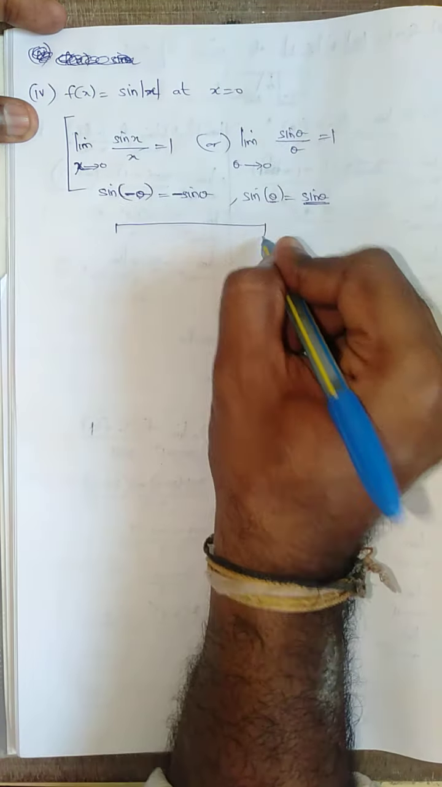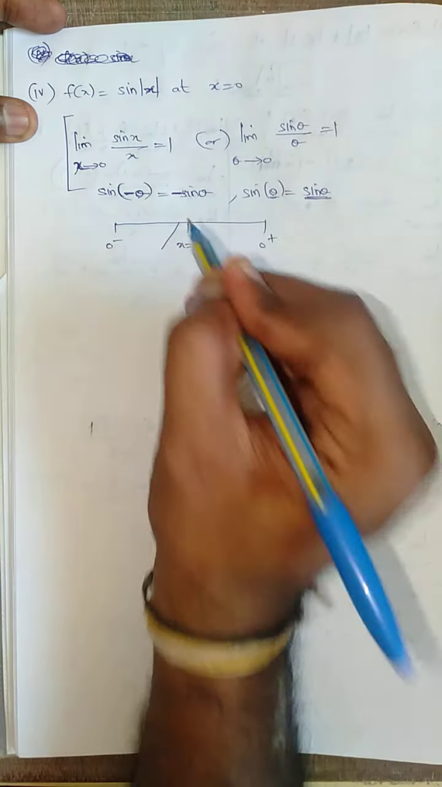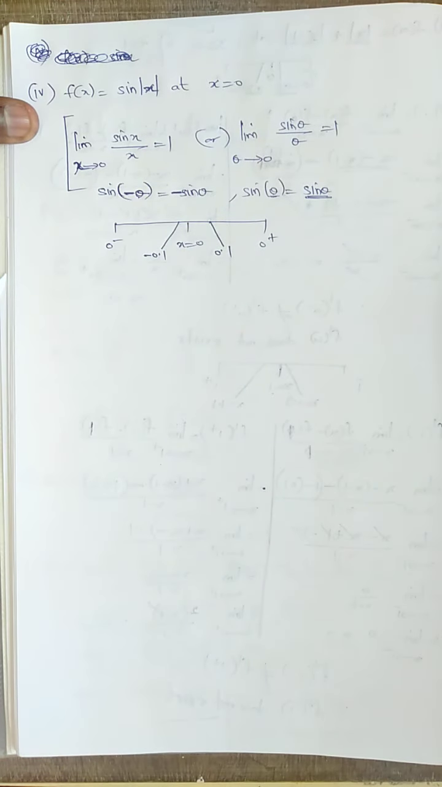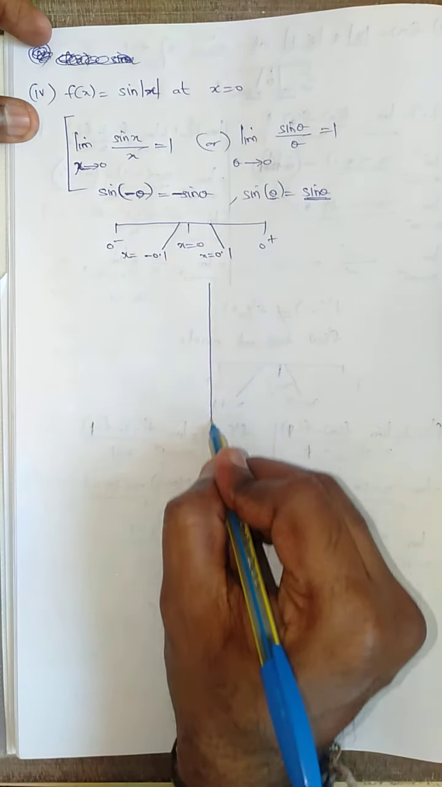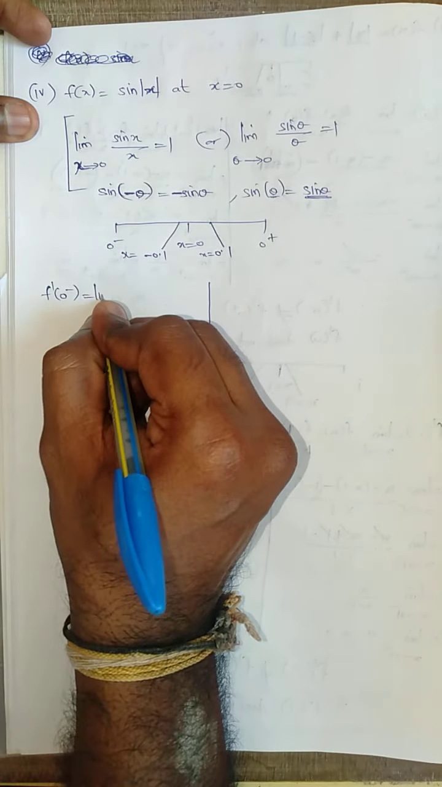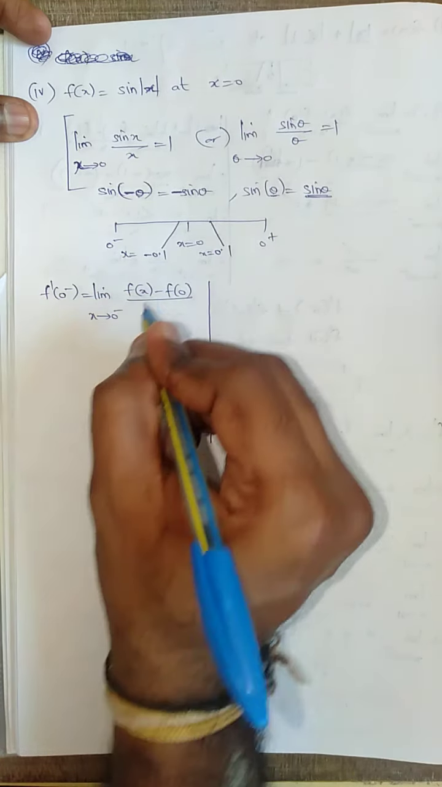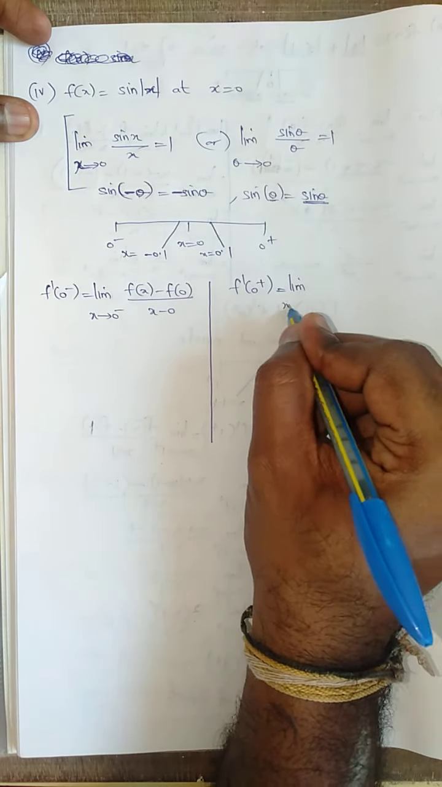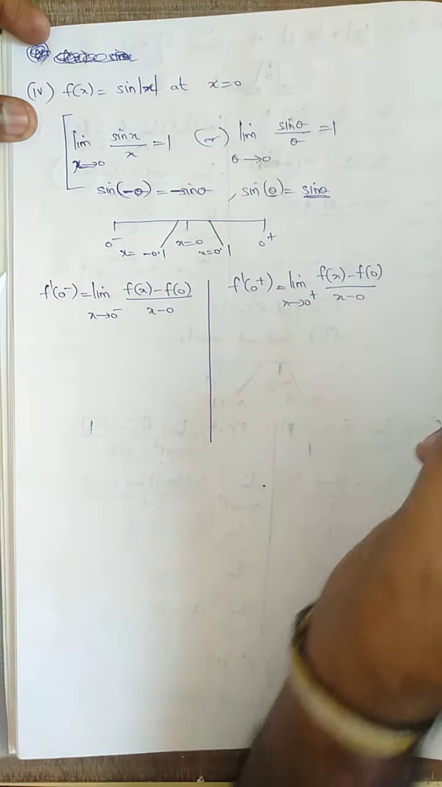So if I take x equal to 0, here 0 minus, here 0 plus. What value can I put? I can put minus 0.1 here, plus 0.1 here. This is the x value. So first the left hand limit and right hand limit. First f dash of 0 minus, limit x tends to 0 minus, f of x minus f of 0 divided by x minus 0. f dash of 0 plus, limit x tends to 0 plus, f of x minus f of 0 divided by x minus 0.